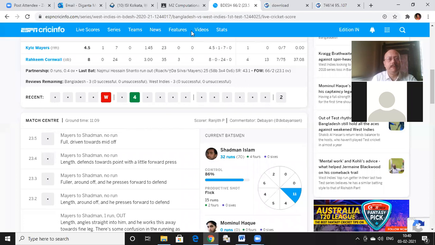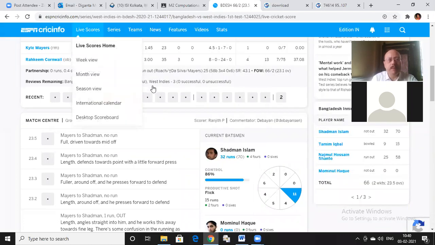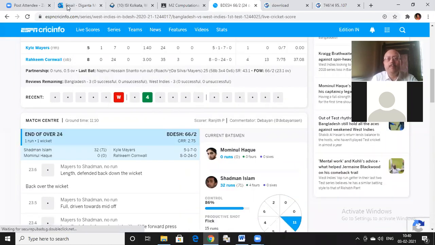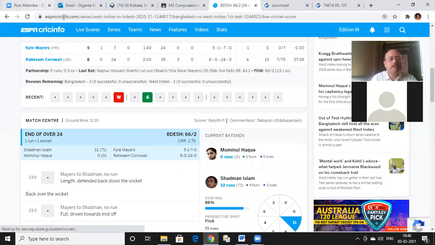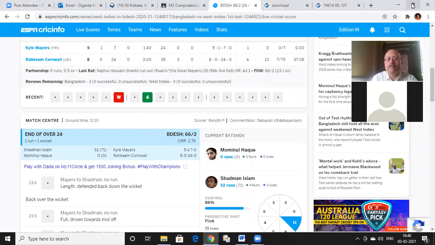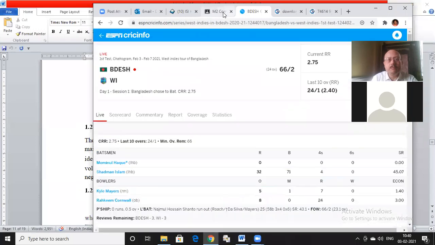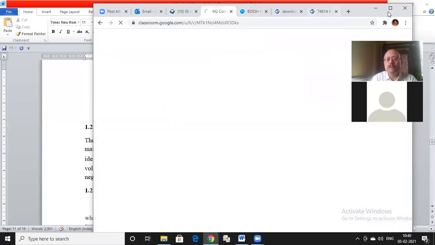So this is not the right screen where Bangladesh is batting badly, but where I want to go is here.